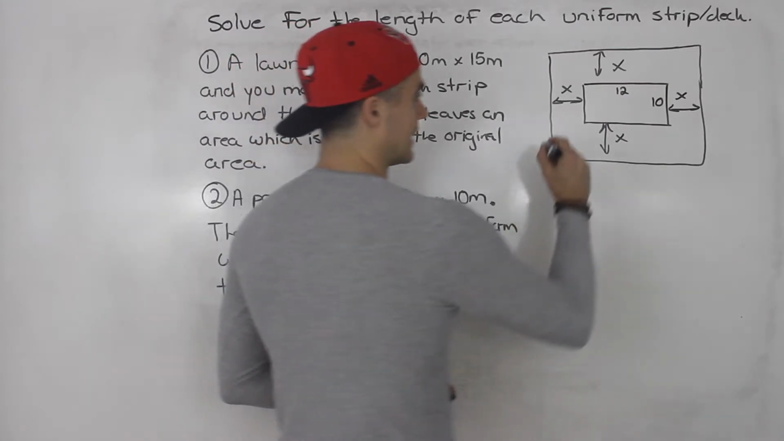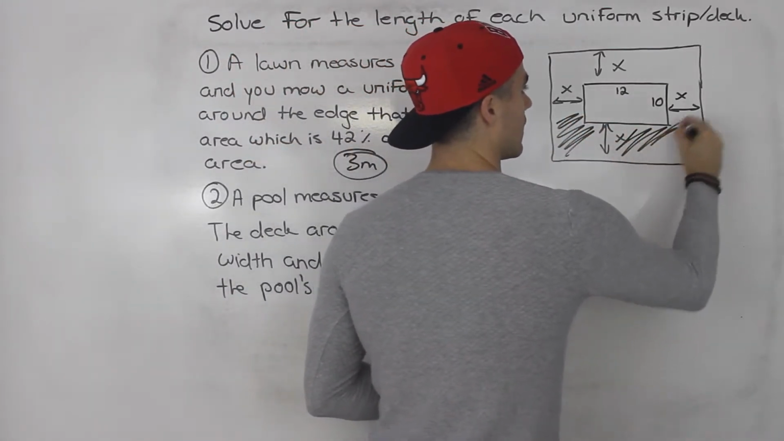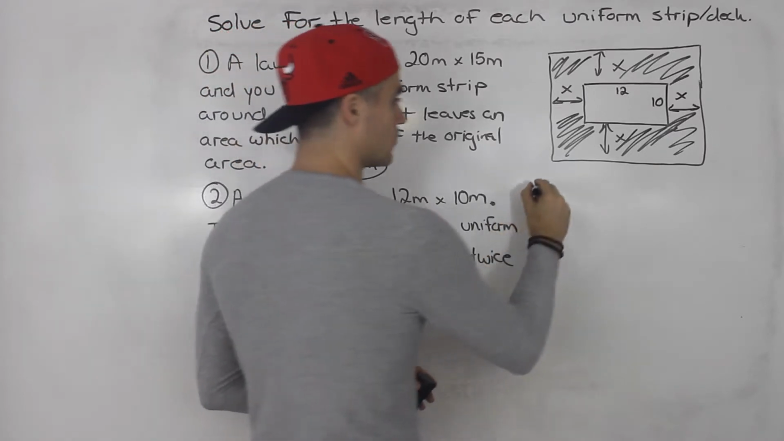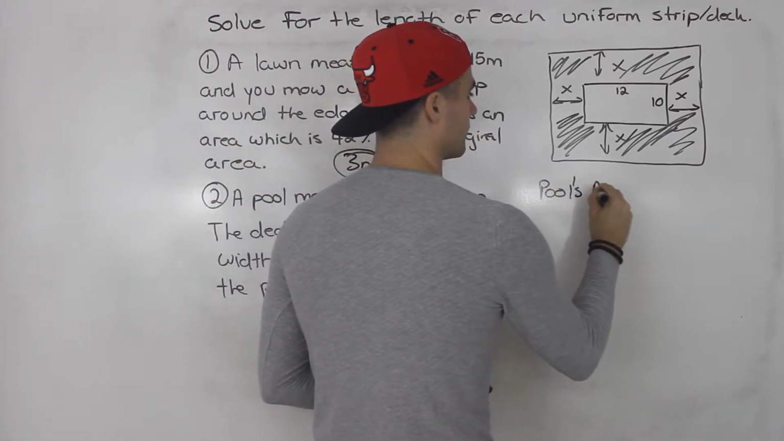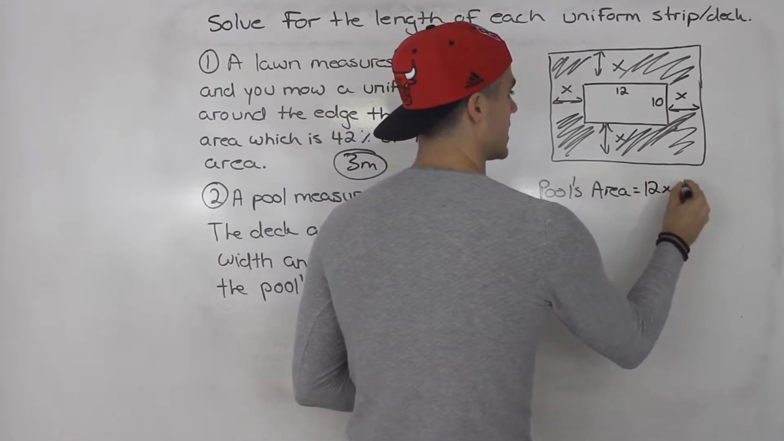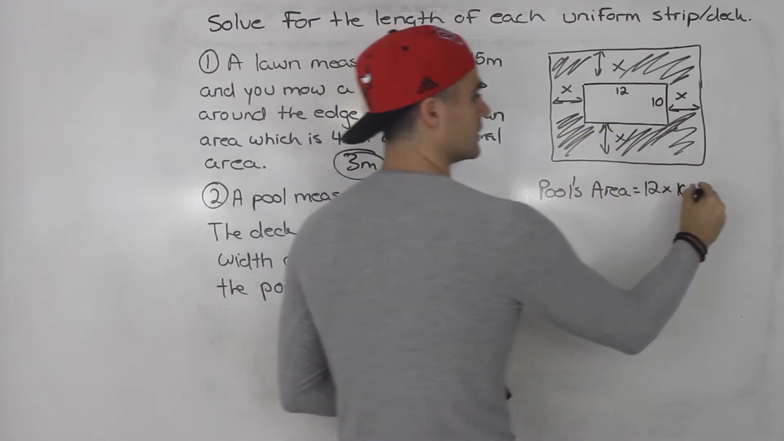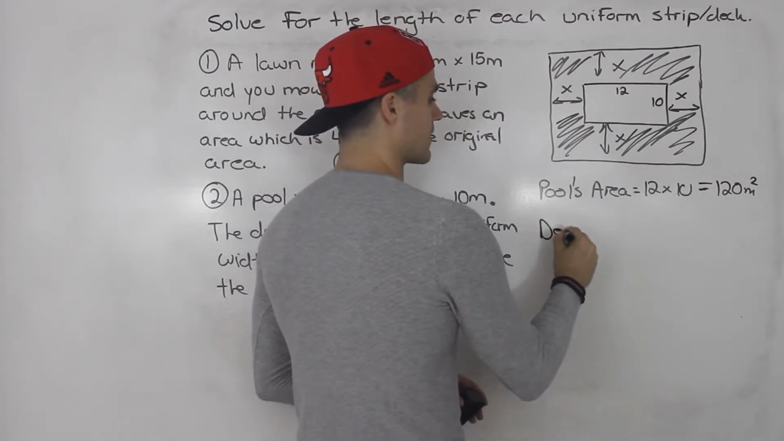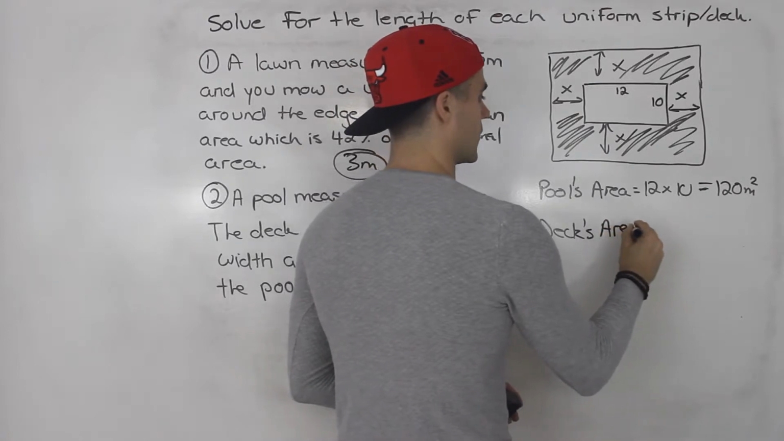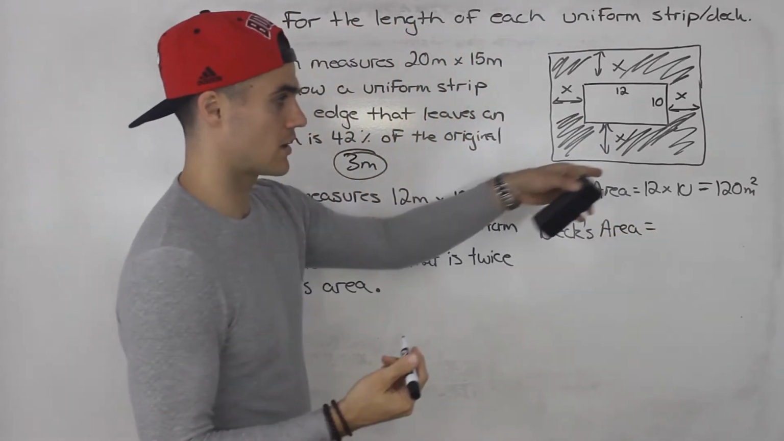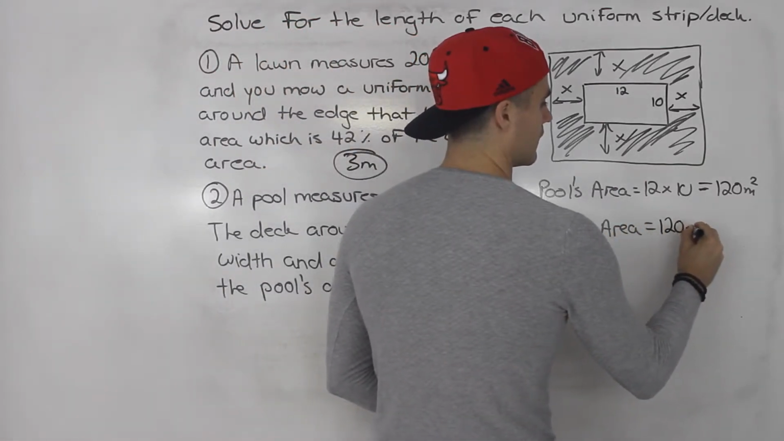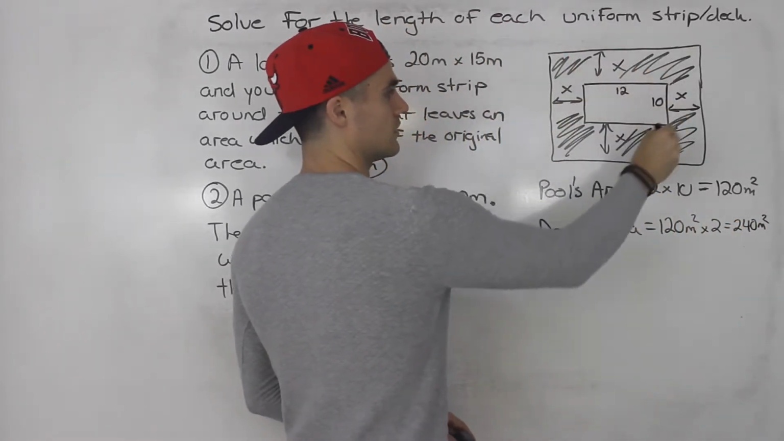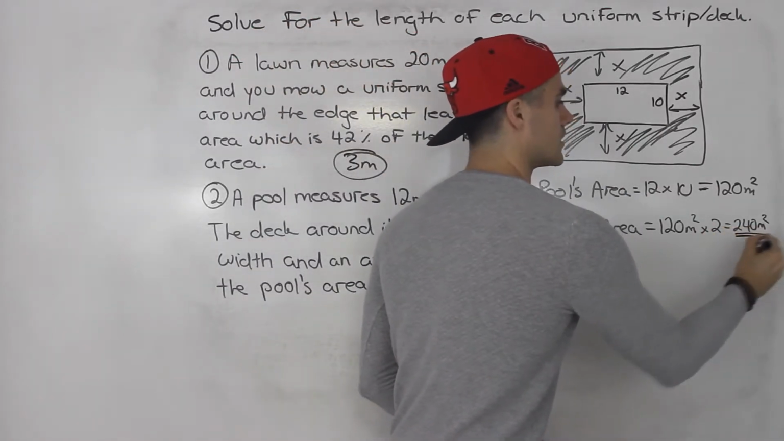So the deck around it has a uniform width and an area that is twice the pool's area. So what they mean is that this area here, the area of the deck, is twice the pool's area. So what is the pool's area? Well, it's 12 by 10. The pool is right there. Then the deck is around it. So it's 120 meters squared. So what's the deck's area going to be? Well, it's going to be twice the pool's area. So 120 meters squared times 2, which is 240 meters squared. So this shaded region has an area of 240 meters squared.